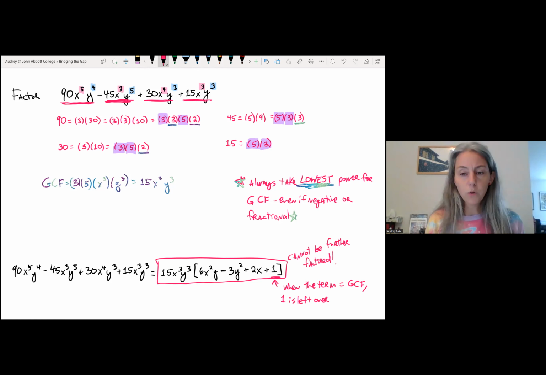All right, hopefully that helped you guys to understand a little bit better what those steps for the greatest common factor were and how to identify and factor out the GCF.